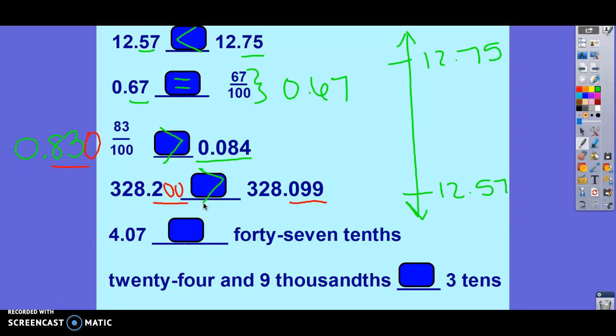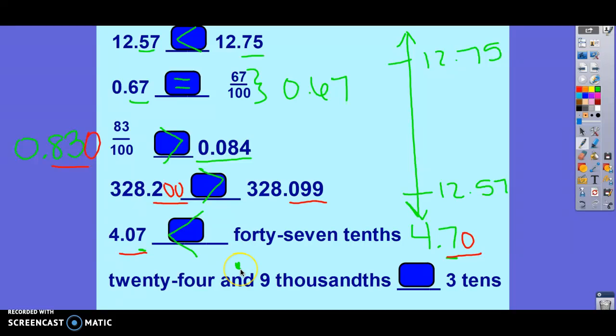Let's compare the next one, 4 and 7 hundredths compared to 47 tenths. Well, if we wrote 47 tenths in standard form, what would that look like? What is 47 tenths in standard form? 47 tenths in standard form is 4 and 7 tenths. Which one's larger, 4 and 7 hundredths or 4 and 7 tenths? Remember, we can always add a 0 to help us compare. Now I have two decimal places and two decimal places. Correct answer, the larger number is 4 and 7 tenths, 47 tenths.